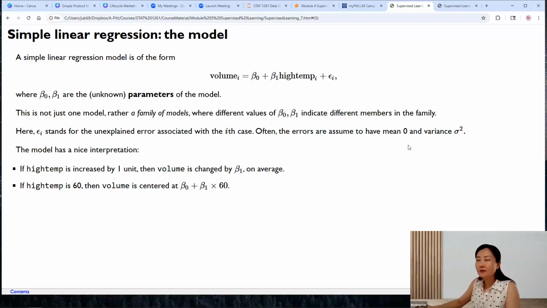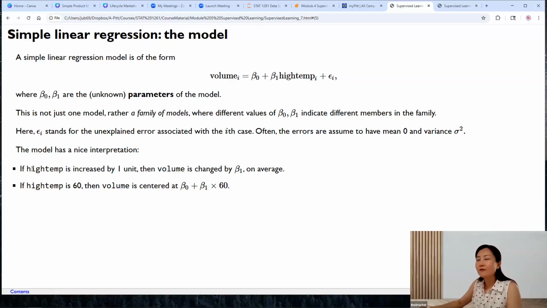Although sigma square is unknown, it is assumed to be a constant, which means the value of sigma square should not change with the value of x. It should not be affected by the value of x. All right, so this is a simple linear regression model, and it has a good interpretation.